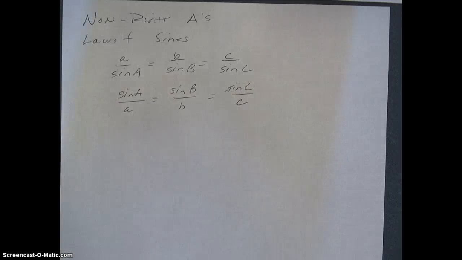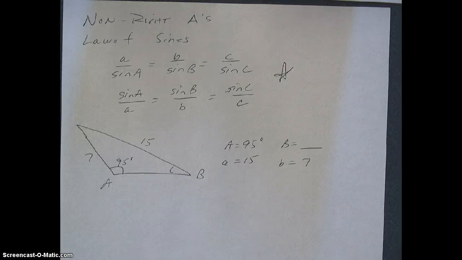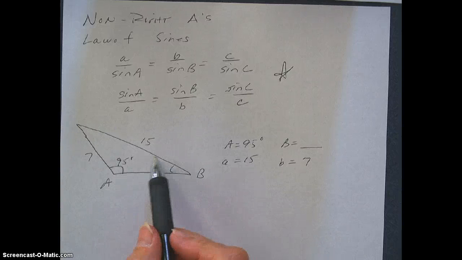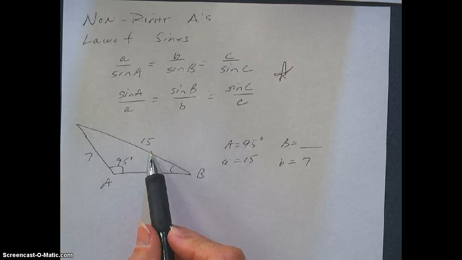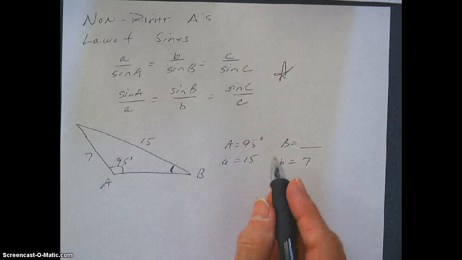The second type of triangles you'll work with is non-right triangles, and when we have non-right triangles we'll use what's called the law of sines and the law of cosines. So take a minute and copy down your two laws of sines. And you can see we're going to use this law when we have a non-right triangle. So if I give you that angle A is 95, the side opposite A is 15, and side b is equal to 7, we're going to be asked to find angle B.